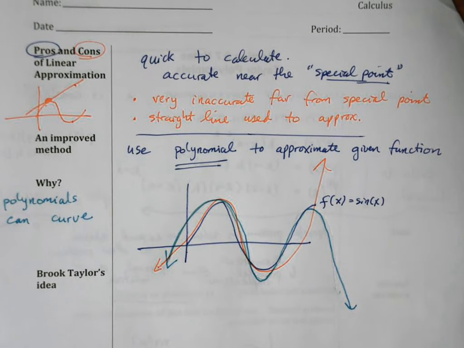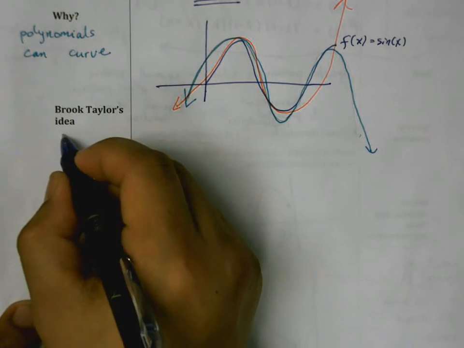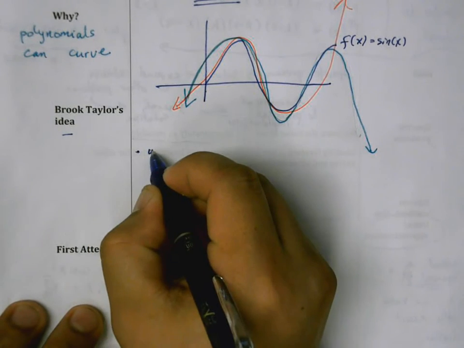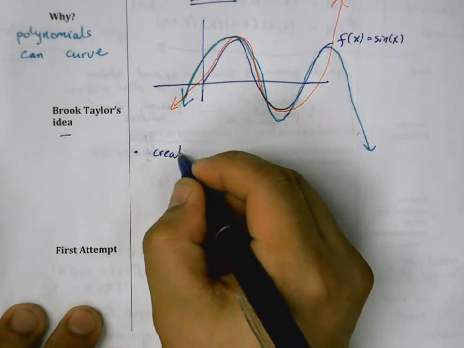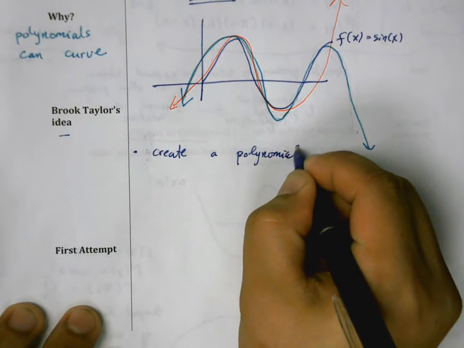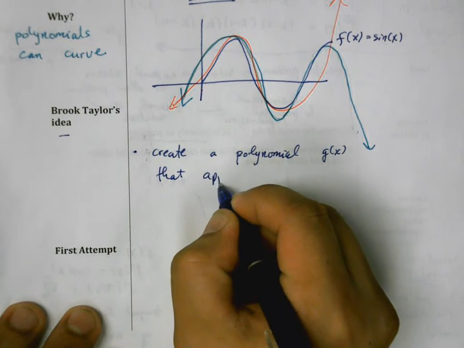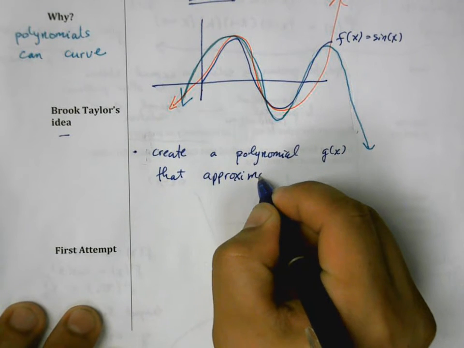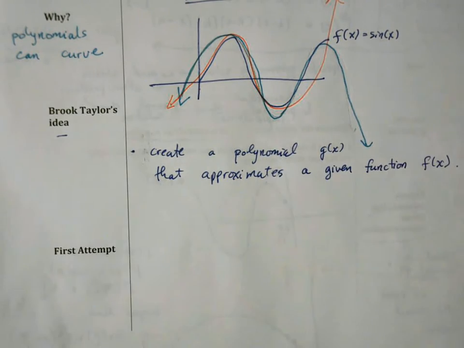Now, the details is where it's going to get tricky, and that's where we sort of have to pay the price for choosing this method. So with that in mind, let's look at Brook Taylor's idea. Okay, and he says, well, let's create a polynomial g of x that approximates some given function f of x.